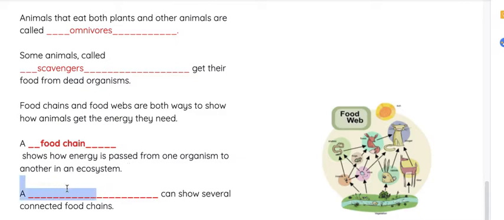A food web can show several connected food chains. There's a picture of one right over here for you. This is the same one that you saw in your video yesterday.